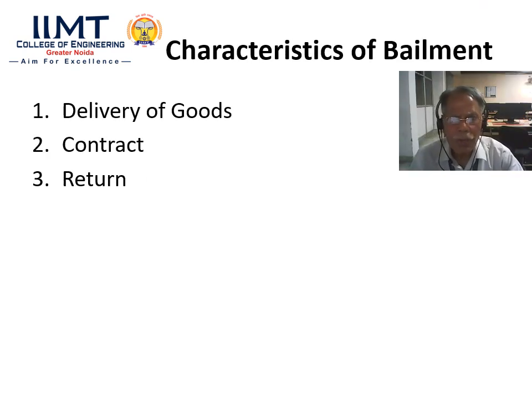There are three essential elements of bailment, as we can see: delivery of goods, contract, and a return. So these three are essential aspects: goods need to be delivered, there has to be a contract, and the goods must be returned after the requisite period.